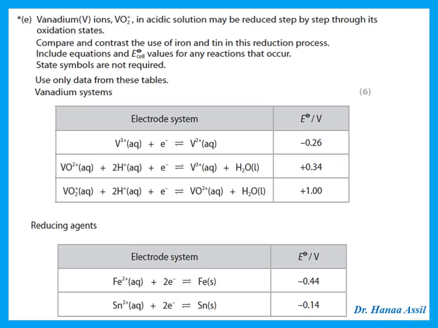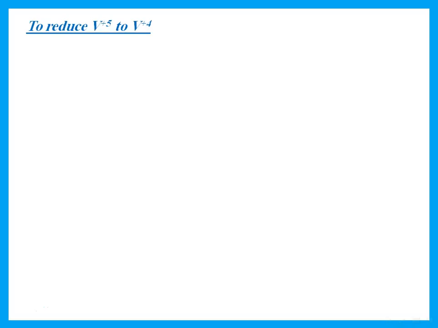Include equations and denote cell values for any reactions. State symbols are not required. Use only data from these tables. So he gives me the data and he's telling me to find out, as we go along from the vanadium oxidation states, which ones will reduce the vanadium and which one will not.